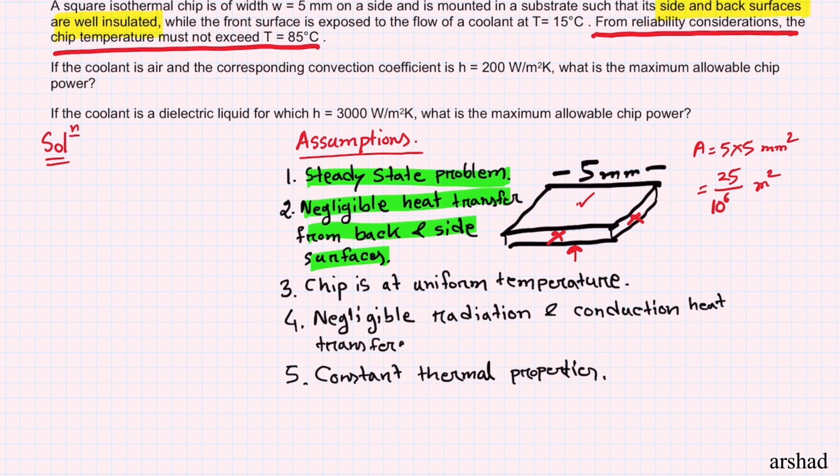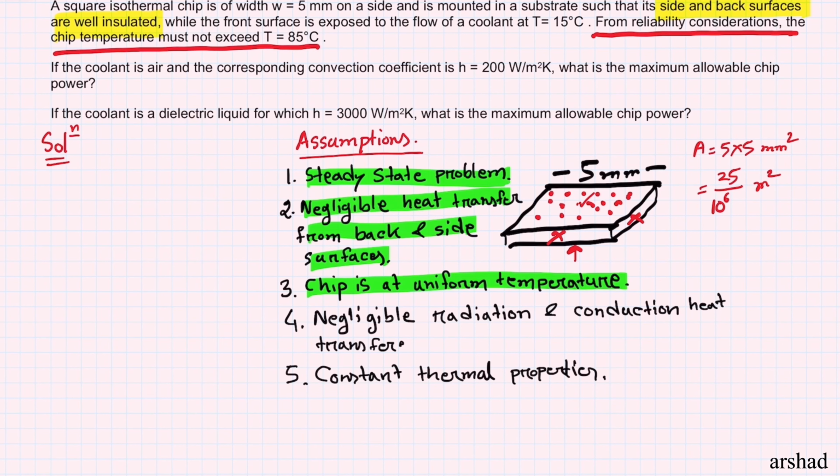The third assumption we have made is that the chip is at uniform temperature. This means that if you take any point on this chip, for example this point or this or this, or any point anywhere on this top surface, all of them have the same uniform temperature. If we do not make this assumption, then we cannot say that the T_s in Newton's law of cooling formula is a constant, and if that value changes, then we cannot use Newton's law of cooling to solve this problem. So that's why this assumption is essential.